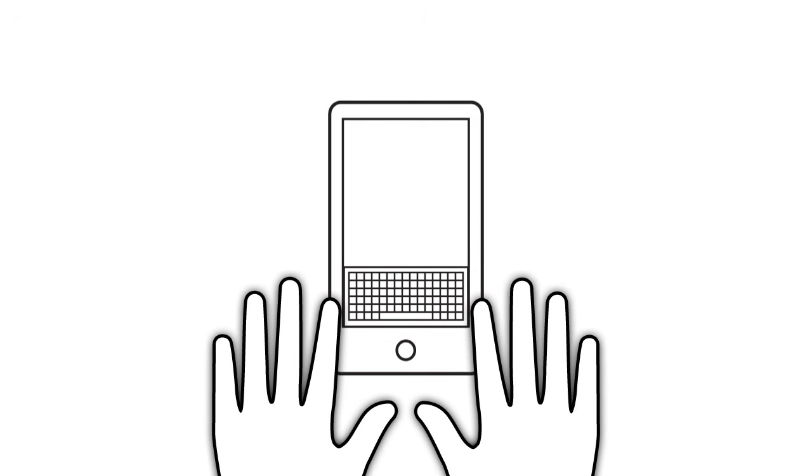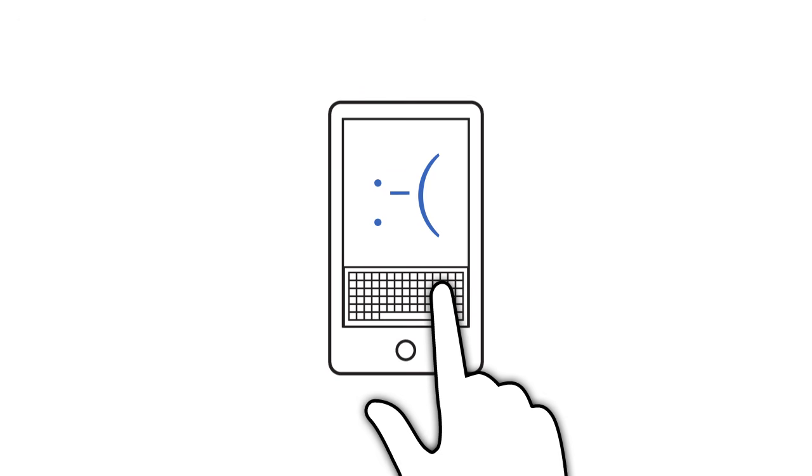Not only is it impossible to use two hands, but even with a single finger, it can be difficult to hit the right key. This creates a frustrating experience where typing is slow, error-prone, and constantly requires the user's attention.